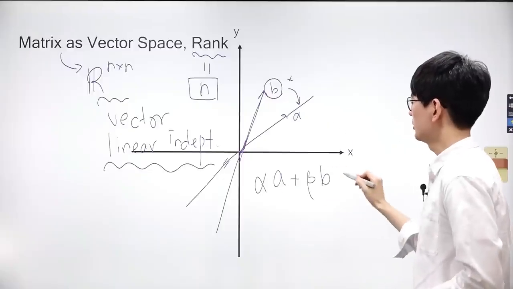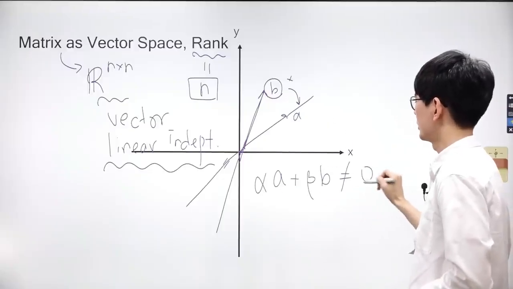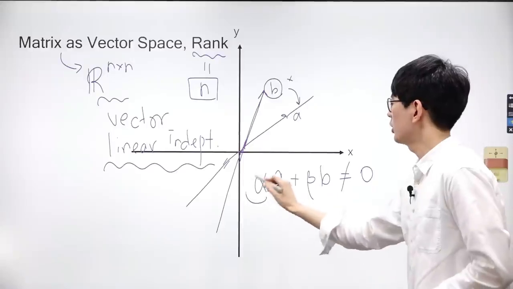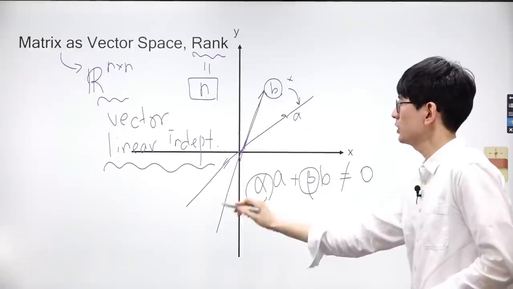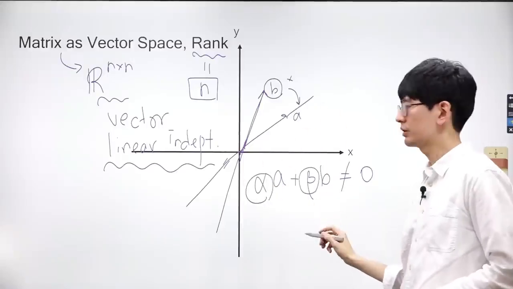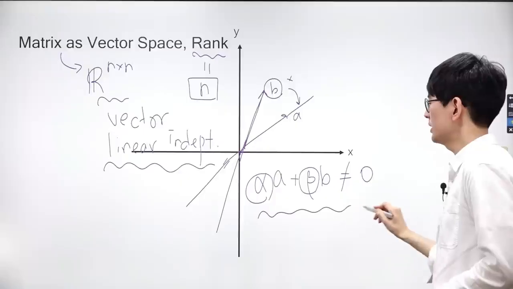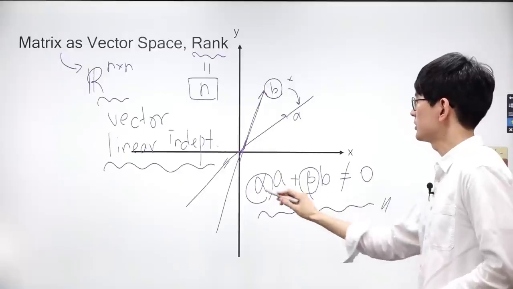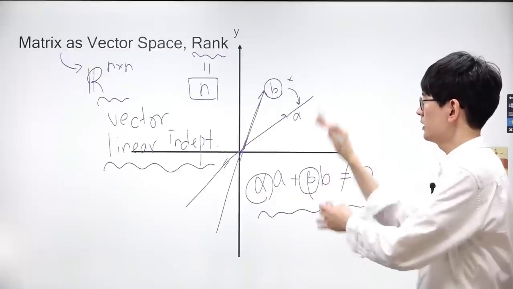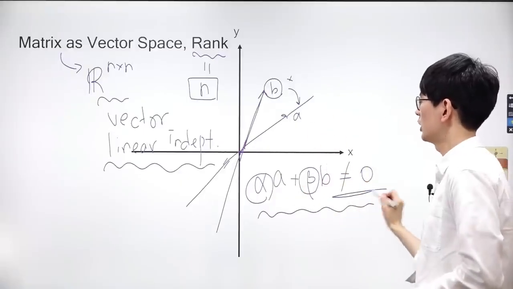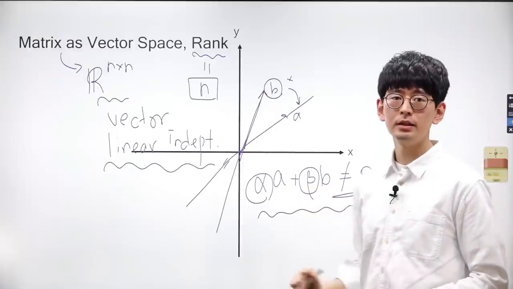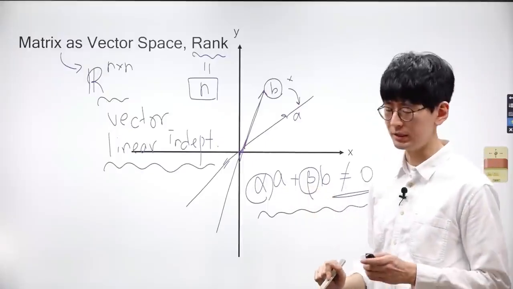Mathematically, a linear combination of two vectors should not always result in 0 when they are linearly independent, because this would imply they lie on the same line. There should not exist a combination of alpha and beta, not both zero, where the linear combination of the vectors equals 0. That's the mathematical condition for linear independence.